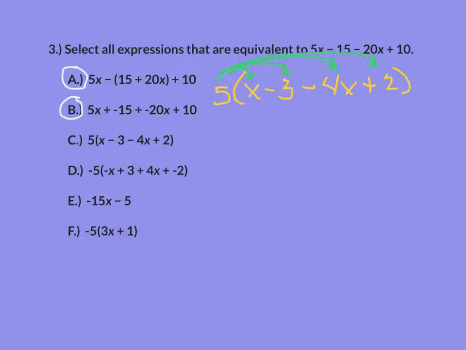I'm doing this one without the boxes because you really should be able to do it either way. The boxes are a tool in the beginning when you first start getting used to it. So I'm distributing the 5 into everything. So 5x, bring down that minus, 5 times 3, bring down the next minus, 5 times 4x plus 5 times 2. So now I just need to solve each of these. So 5 times x, of course, is 5x minus 5 times 3 is 15 minus 5 times 4x is 20x plus 5 times 2, of course, is 10. There it is. So this one works too.